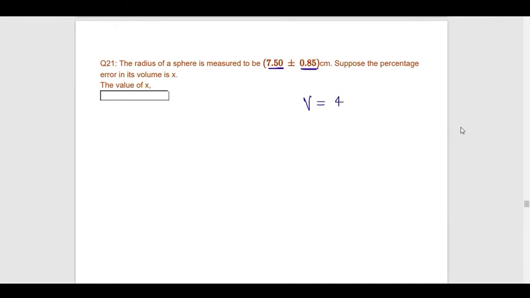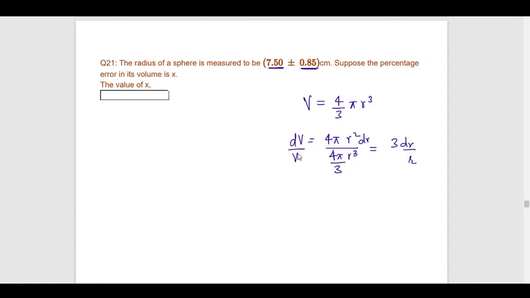So in order to answer this question, let us consider the formula for volume of a sphere. Volume of a sphere is represented by this formula. If we differentiate this equation, we will get dV equal to 4 pi r square dr. So what will be the value of dV by V? That will be equal to 3 times dr by r.